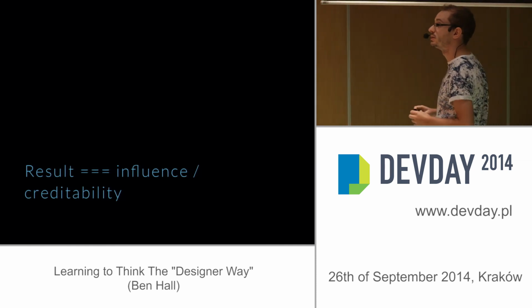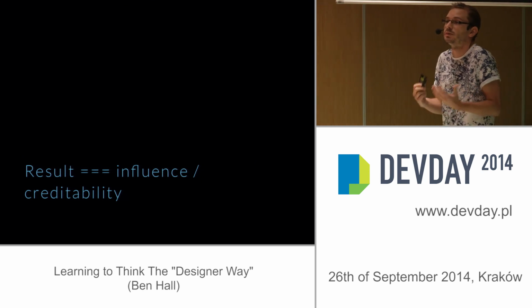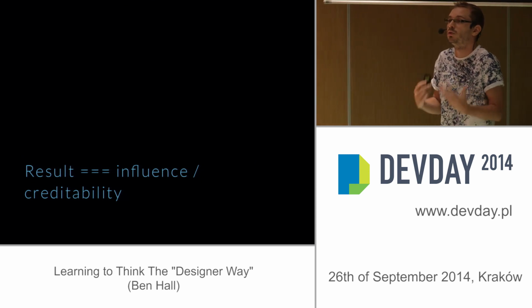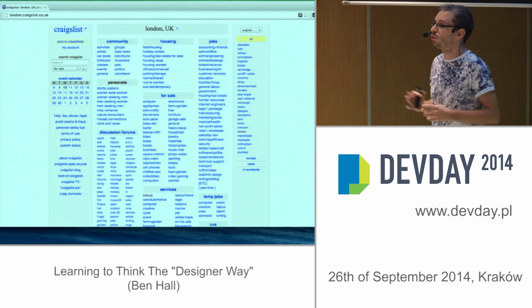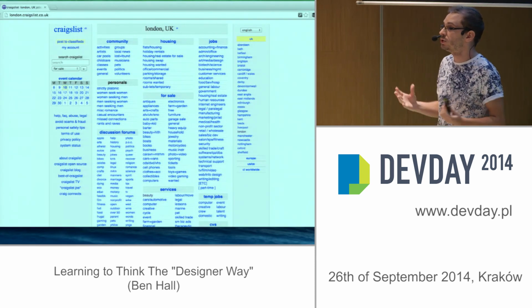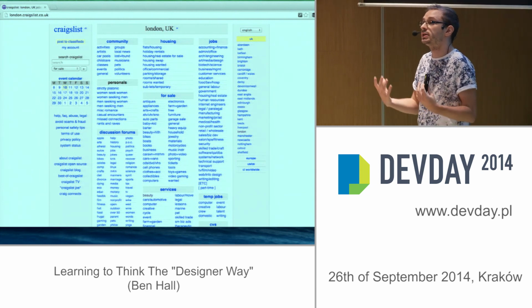The result of all of this is credibility. That's what we're aiming for, right? We want to be credible, influential. The more we are, the more important our software is. And that goes both ways. Sometimes we want to use design to influence credibility in a negative way.